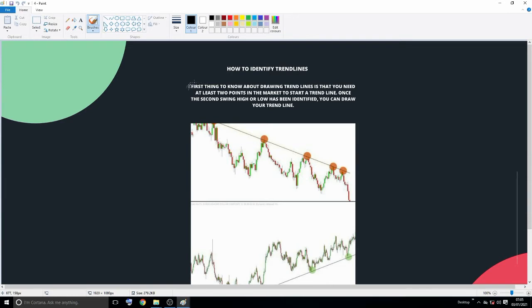First thing to know about drawing a trend line is that you need at least 2 points in the market to start a trend line. Once a second high or low has been identified, you can draw a line. So let's say you are on an uptrend and you see something like this. You can just draw your line.